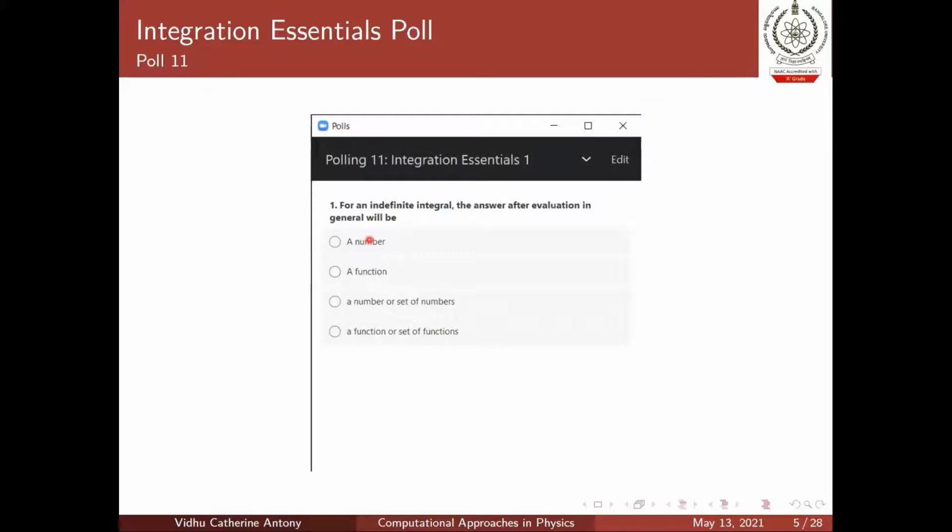So the answer after the evaluation in general, will it be a number? Will it be a function? Please note, I have mentioned in general, not specific, but in general: a number, a function, a number or a set of numbers, and a function or a set of functions. Let me start that poll now.